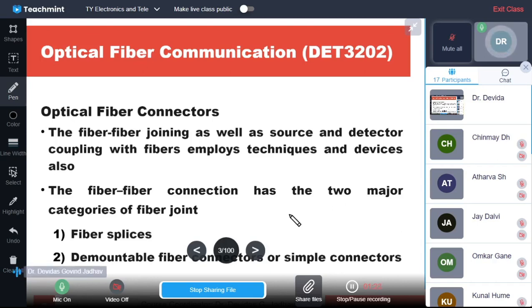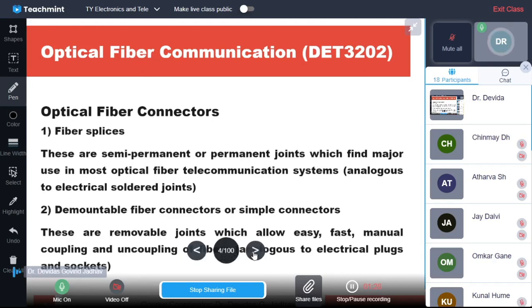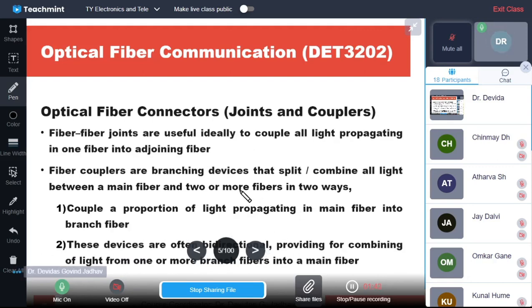So fiber joining is with the fiber splices and demountable connectors. Connectors in general may be either fiber splices, semi-permanent or permanent, analogous to solder, and demountable connectors or simple connectors. So fiber joints are useful ideally to couple all light propagating in one fiber to the adjoining fiber. Fiber couplers are branching devices that split or combine all the light between the main fiber and two or more fibers. So there may be a splitting coupler or combining coupler, splitter or combiner.